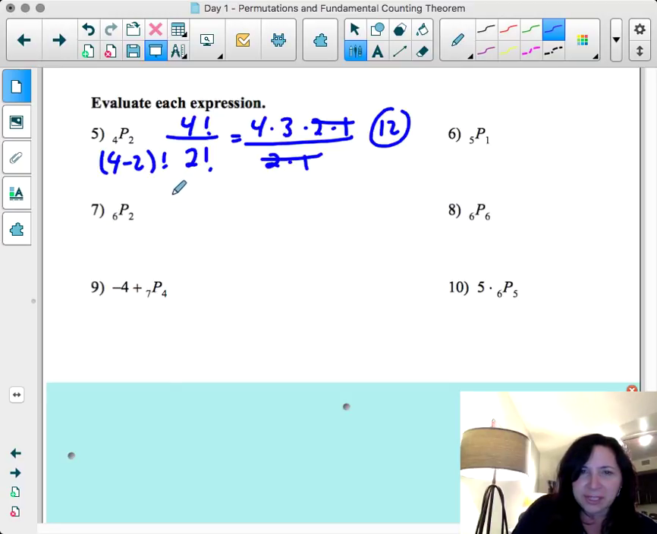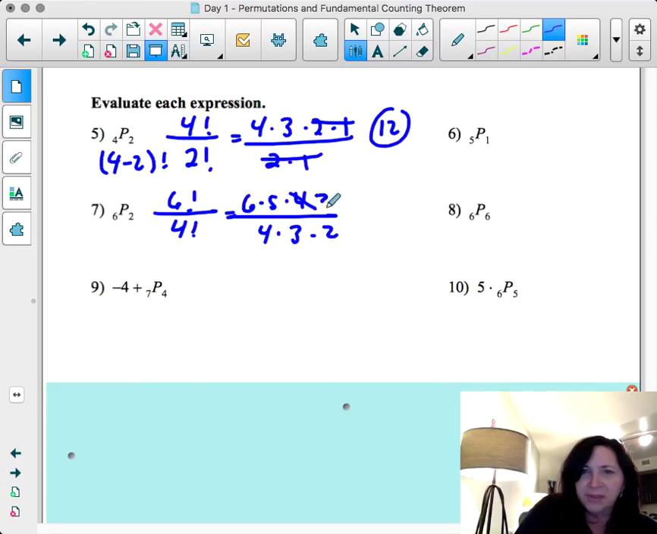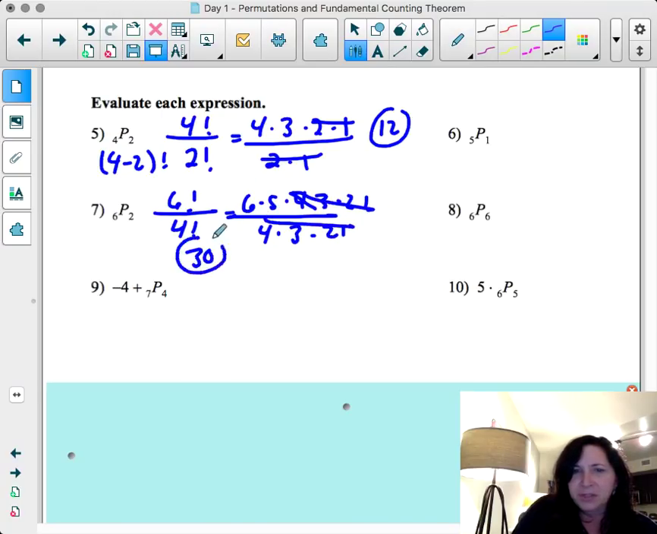This one right here is 6 factorial over 6 minus 2, which is 4 factorial. So 6 times 5 times 4. Oh, that 4 will cancel with this 4 times 3 times 2, because this will keep going, of course, but so will that. So once you know that these cancel, just stop. And you've got 6 times 5, which is 30.